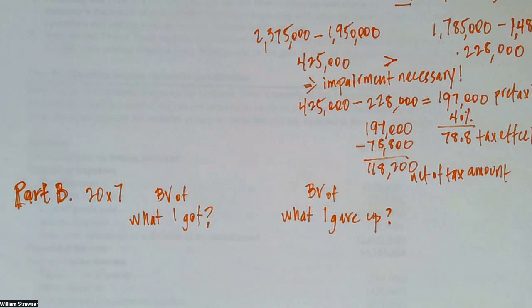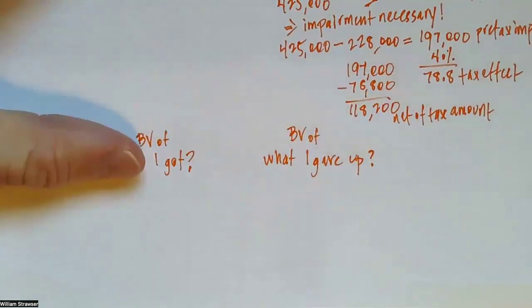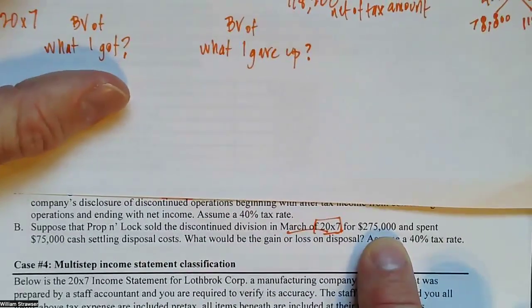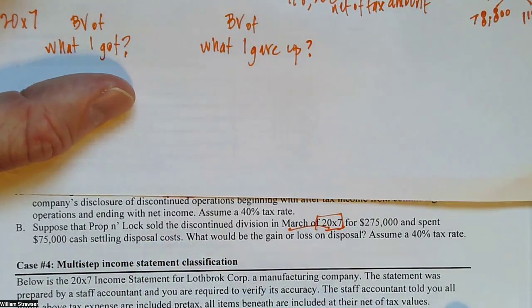There's a value coming onto the balance sheet and there's a value leaving the balance sheet. And if those two aren't equal, then we have to have something that explains that differential in order to keep the equality of assets, liabilities, and equities. So what did I get in this case? In this case, I got, according to the problem, $275,000, and I spent $75,000 cash settling the disposal costs.